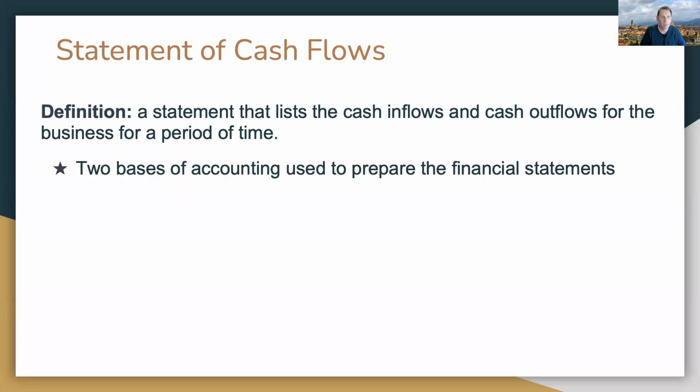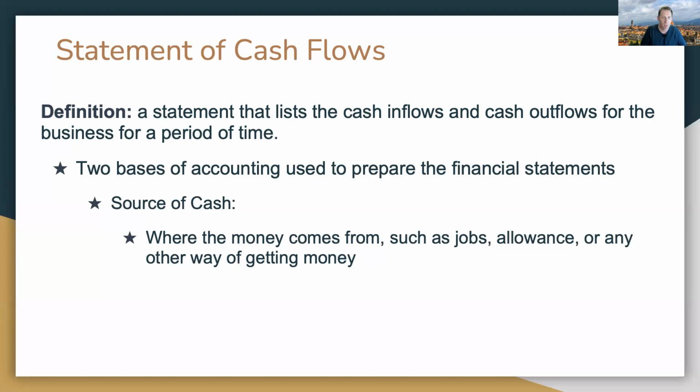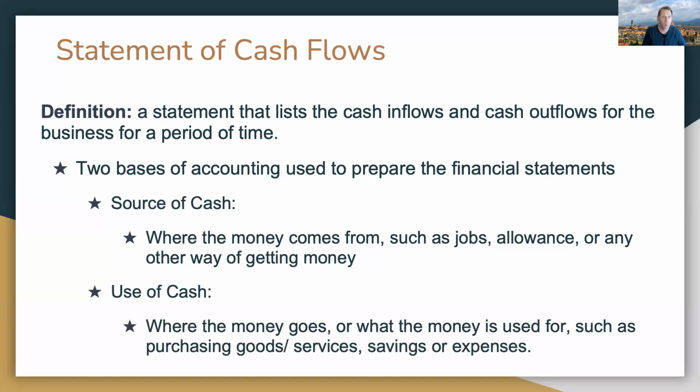But we have to realize that there are two bases of accounting used to prepare the financial statement. One is the source of cash, where the money comes from, such as jobs, allowance, or any other way of getting money. And the use of cash, where the money goes or what the money is used for, such as purchasing goods and services, savings, or expenses. So we have to think, is cash being used to make an interest payment on a loan, or is cash being used to purchase a large piece of machinery that will expand the business capacity?